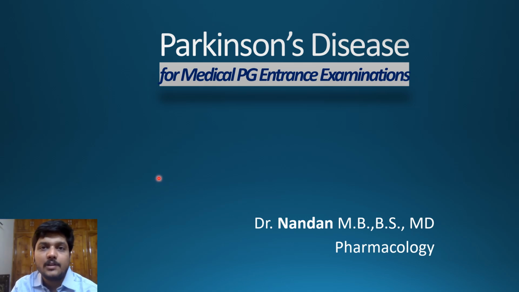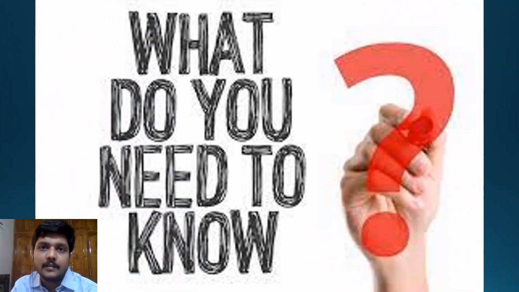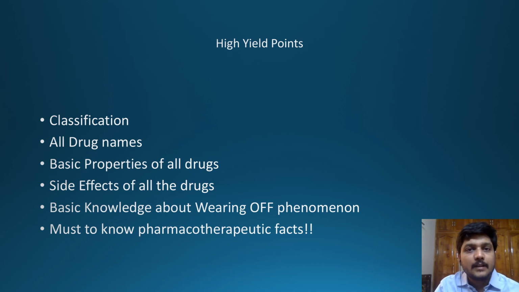Coming to the pharmacology of Parkinson disease. Before knowing the pharmacology of Parkinson disease, we should know what things we should learn. The high-yielding points are the classification and all the drug names, basic properties of all the drugs, side effects of all the drugs, and basic knowledge about the wearing-off phenomenon, which is a very big challenge to clinicians. Must-know pharmacological facts in Parkinson disease therapy.